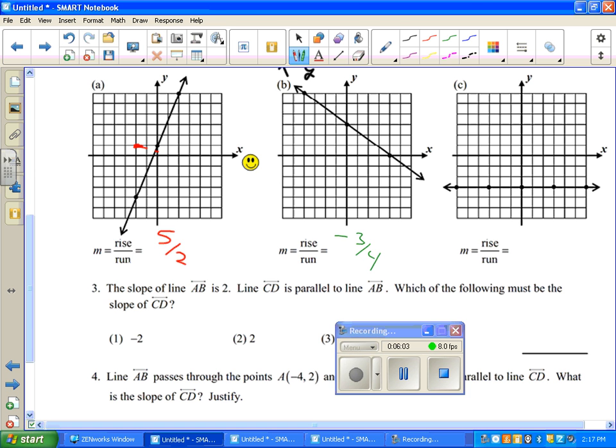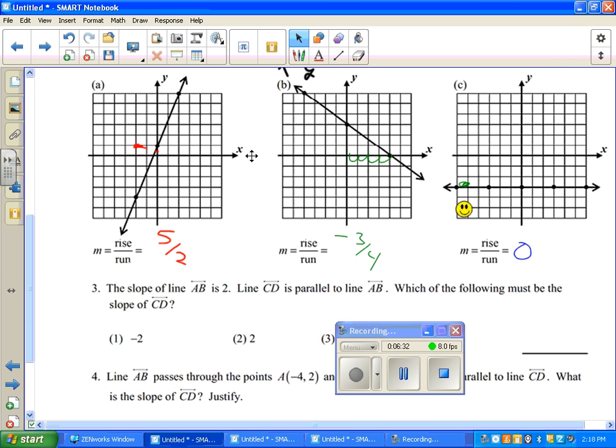I agree. Negative 3. You go down 3. Down 1, down 2, down 3. So we're right here at down 3. Then we go over 1, over 2, over 3, over 4. Negative 3/4. Okay, you should be able to say this one without even doing any of the work. What's the slope? 0.